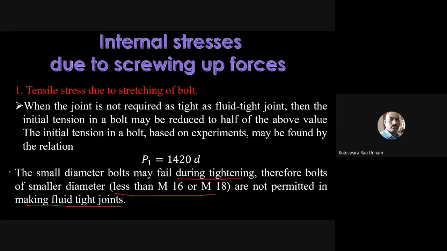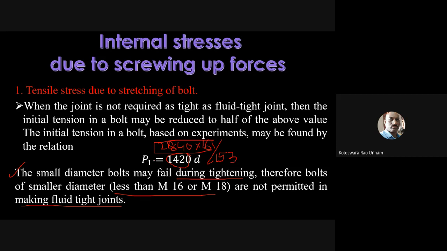So this conclusion is arrived at based on only the initial load. Here, the initial load for a fluid tight joint is 2840 times D. If I take M16, D is 16. So the stress is going to be our load divided by the area, that is 153. For M16, the tensile stress area is 153.